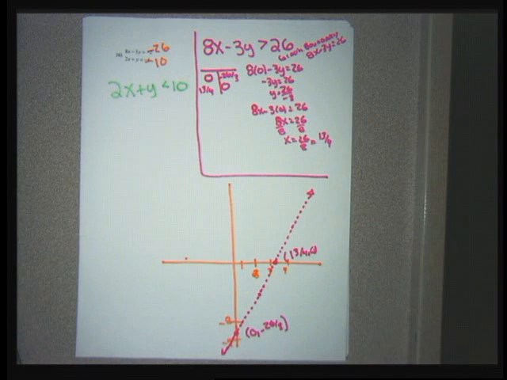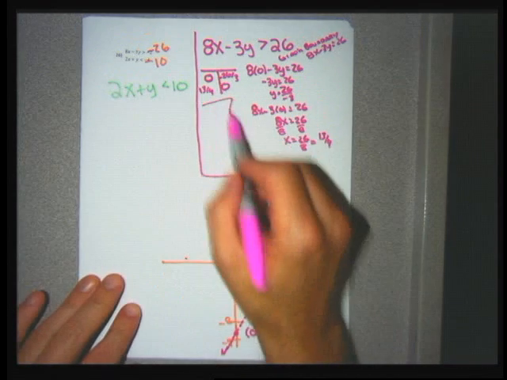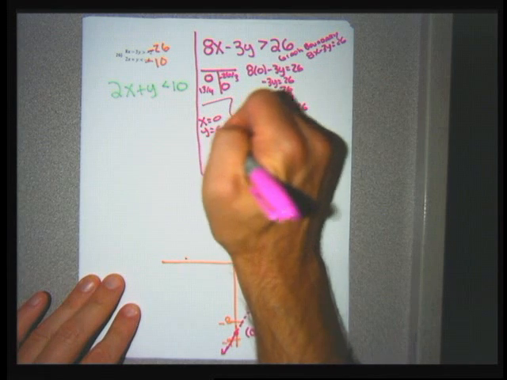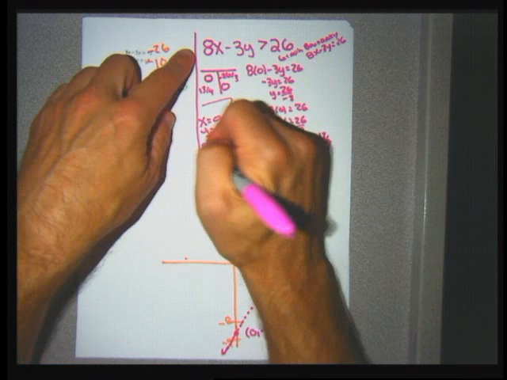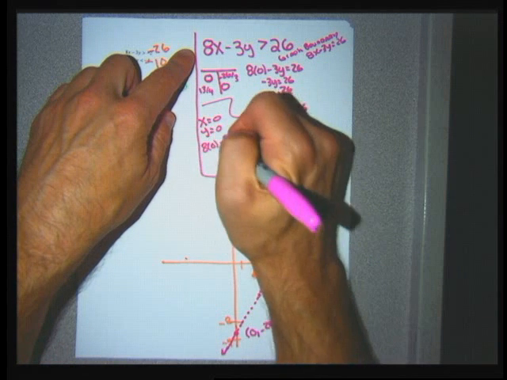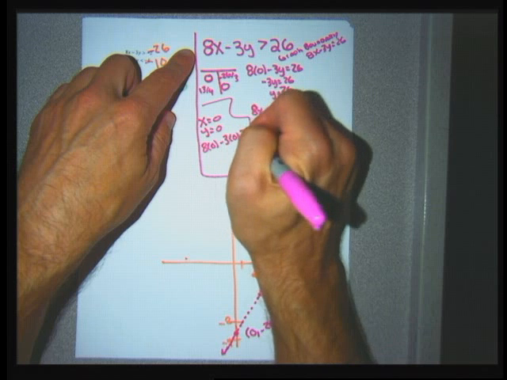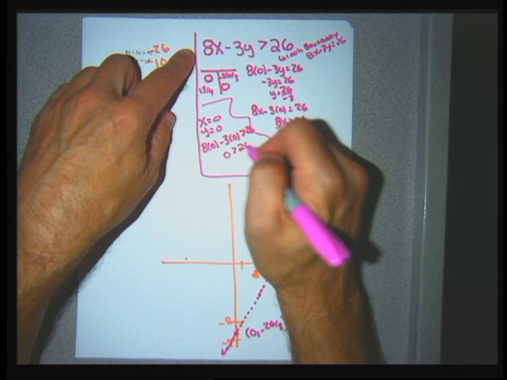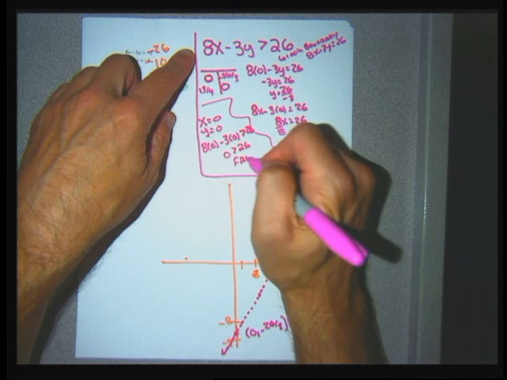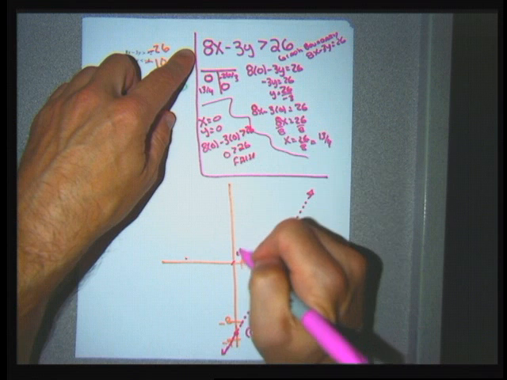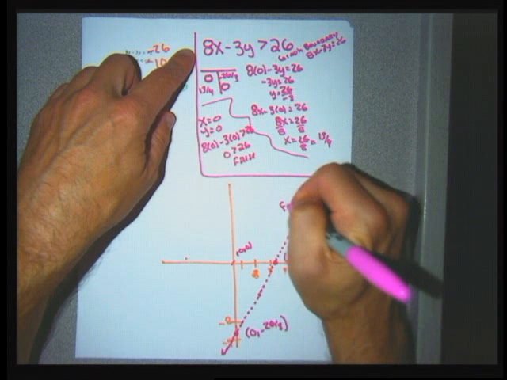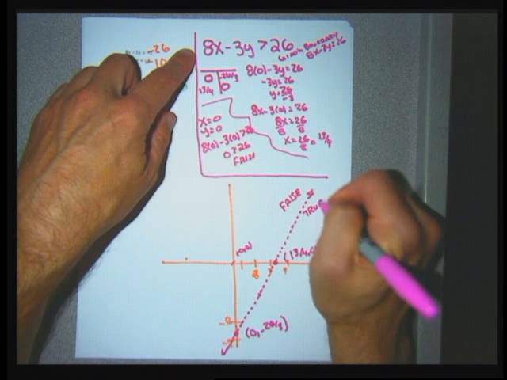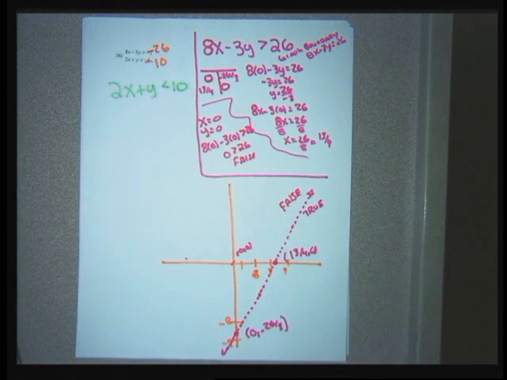Now I need to shade. So I'm going to sneak in my shading here. I'm going to do x equal to 0, y equal to 0 into this. I'm going to go 8 times 0 minus 3 times 0 is greater than 26. This is going to give me 0 is bigger than 26, and that's a false statement, which means the point 0, 0 is on the false side of the line, and the other side is the true side. I want to shade the true side.